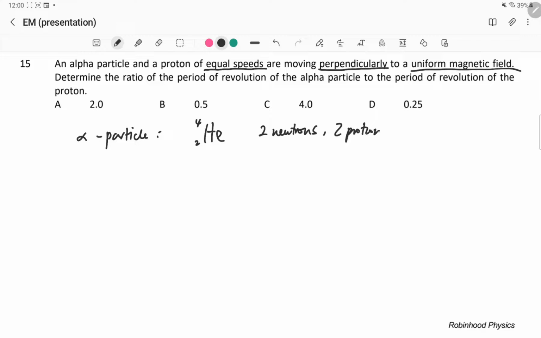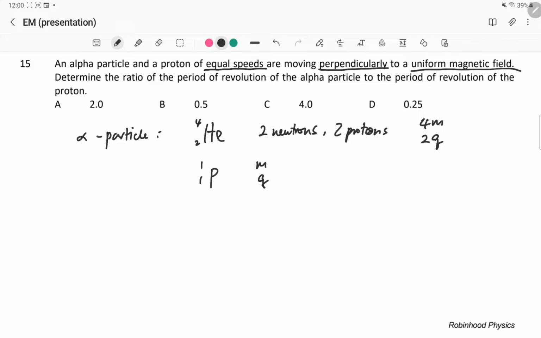We know that neutrons and protons have the same mass. So for this particle, the mass we call 4m, and the charge is 2q. Whereas a proton is just 1 1 p, or just one proton, so its mass will be m and its charge will be q.